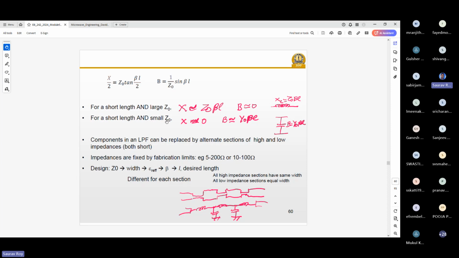Is this part clear? How you can replace a capacitor and inductor with large and small characteristic impedance lines of very short length? Do you understand these two equations? How we are actually getting these capacitor and inductor values?